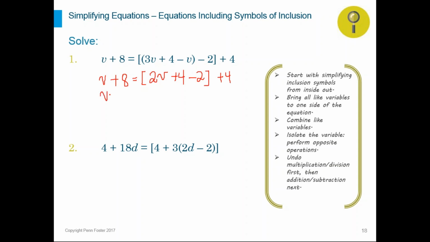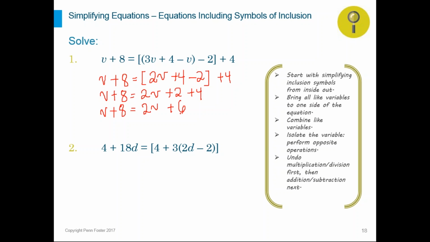Next, I need to deal with the brackets. So again, the left-hand side the same, equals 2. We have 2v plus 4 minus 2. Well, 4 and minus 2, we can combine them. They are just numbers. So I have 2v plus 2 and then plus 4, this 4 here. Next, everything is becoming simpler. So I still have v plus 8 on the left-hand side. I have 2v, but I have two numbers that I'm able to add, so plus 6.